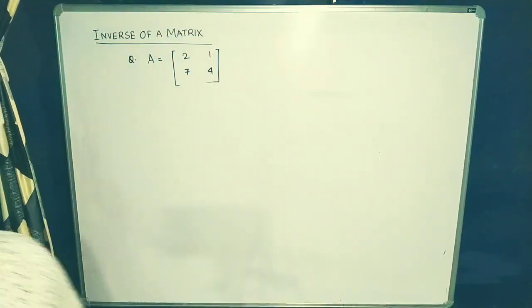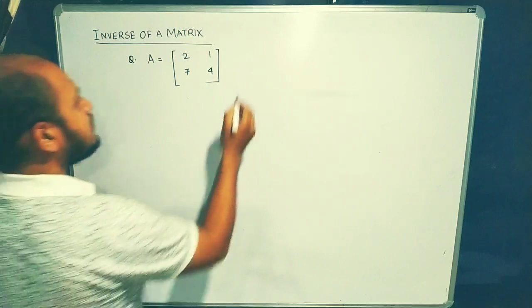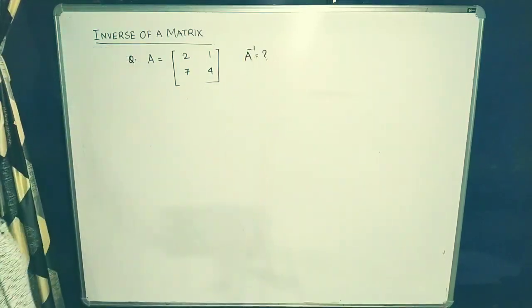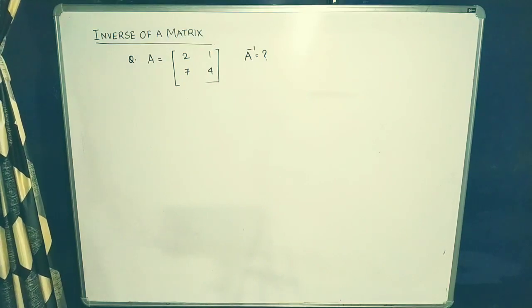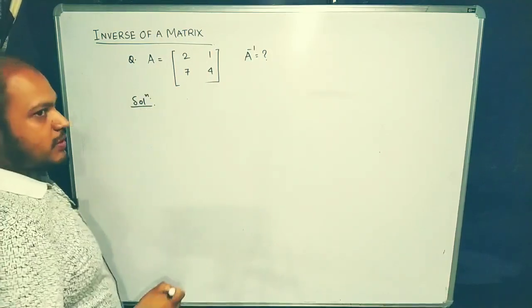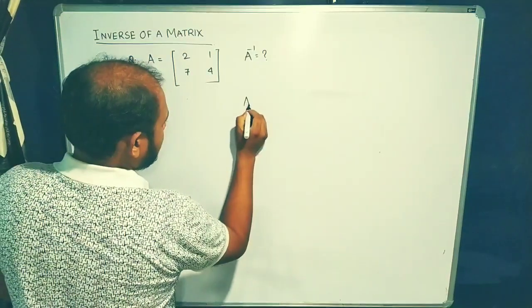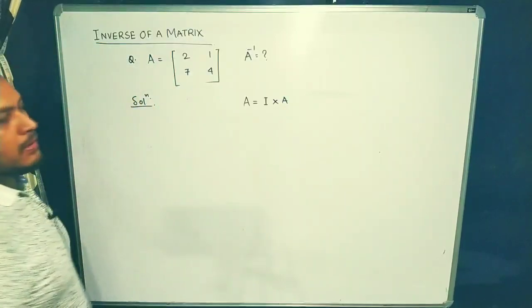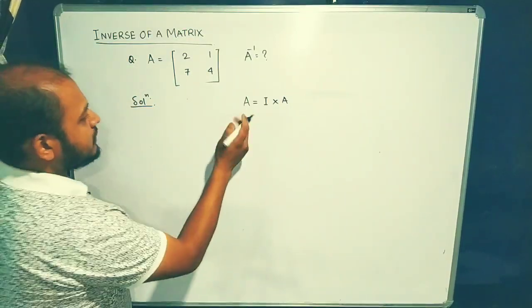This is another matrix, and you have to find the inverse of this matrix. Try to find the inverse of this matrix using row operations. So we already know for row operation, the first equation that we should write is A is equal to I into A, right?